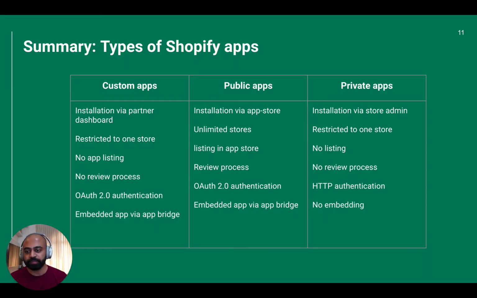To summarize, public apps are apps that are on the Shopify App Store, can be installed on unlimited stores, and have to go through a review process. Custom apps are installed via the partner dashboard directly onto the merchant store, are restricted to one single store, and cater to a particular use case. Private apps, very similar to custom apps, have a few more restrictions in the sense that they cannot be embedded within the Shopify admin, and they authenticate via HTTP as opposed to OAuth like custom or public apps.